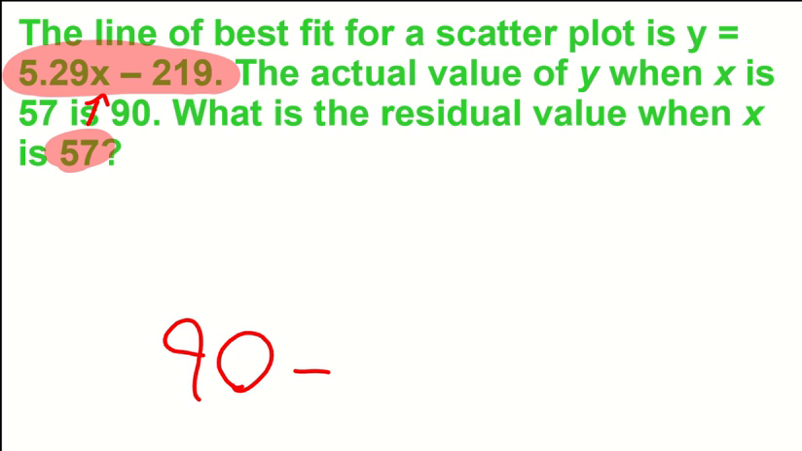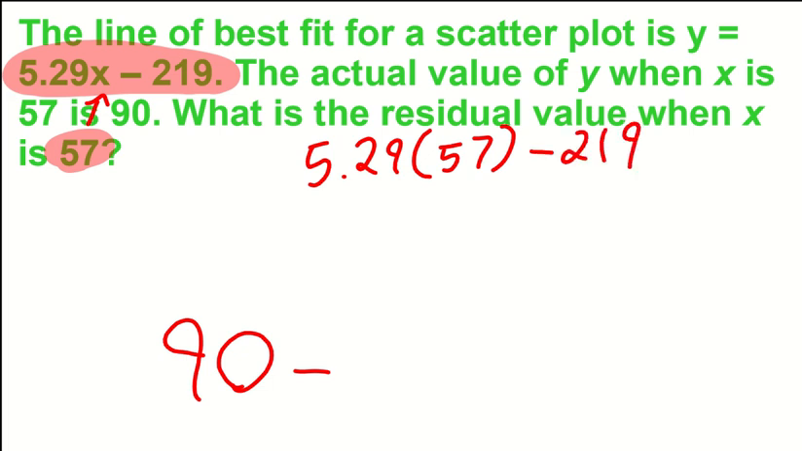So when you put that into Desmos, since we're using Desmos today, we have 5.29. You can put some parentheses on the 57, or you can put times, and then you can put the minus 219. You can put that all in one row. All right, so what's that give you? 82.53.